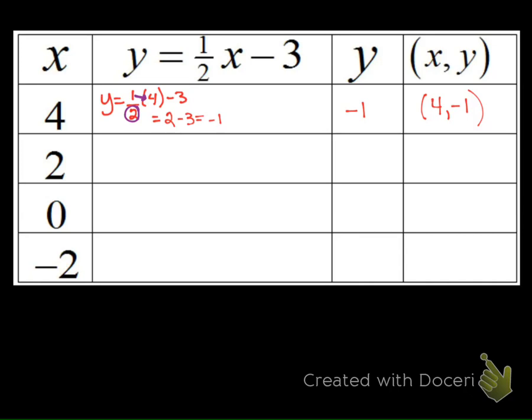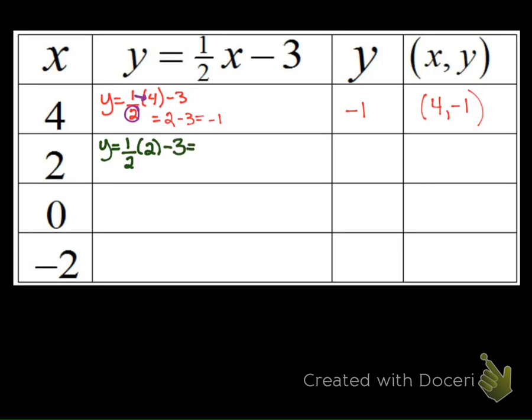Keep writing. We're going to do one more. We're going to stop after this part of the function table, just for time's sake and attention spans. So what's the input going to be for my next value of x? So I'm going to put y equals 1/2 times 2. What's the rest of my equation? Minus 3.